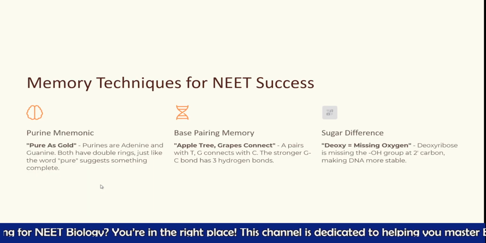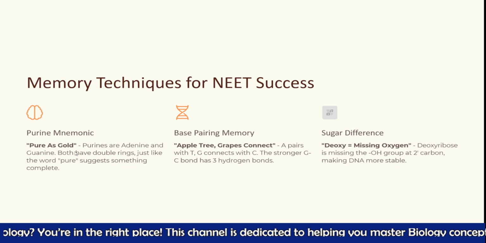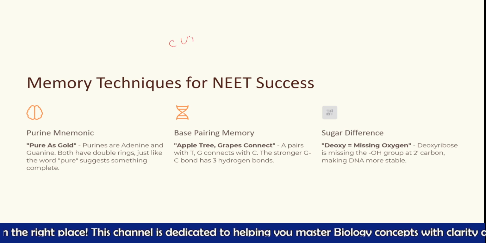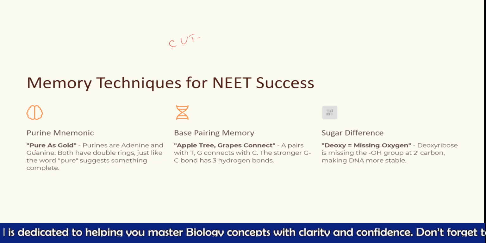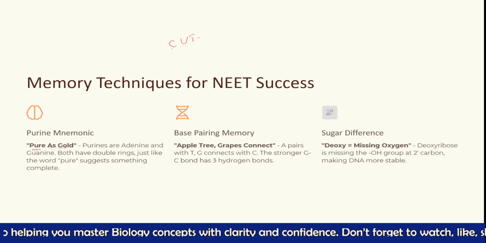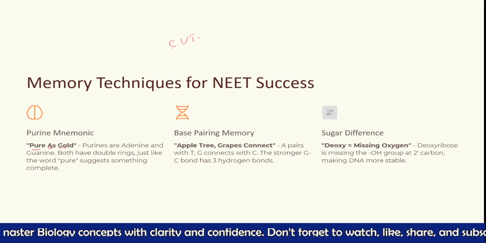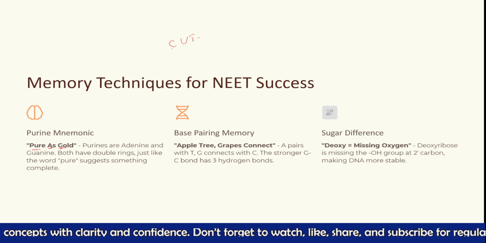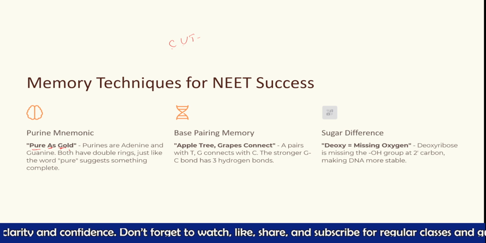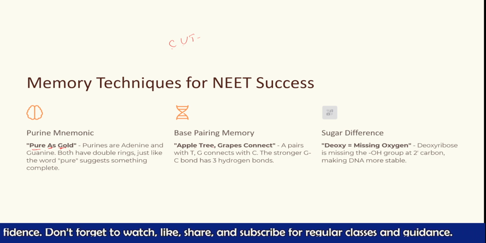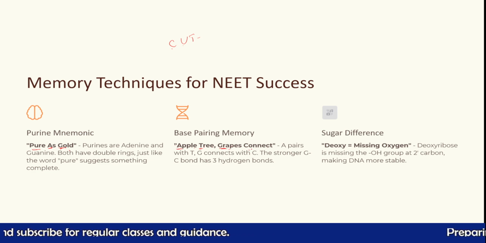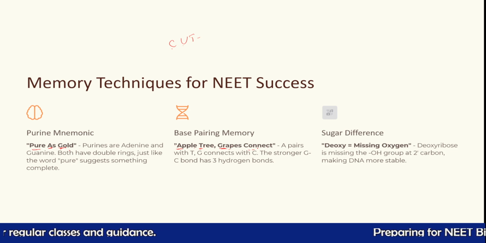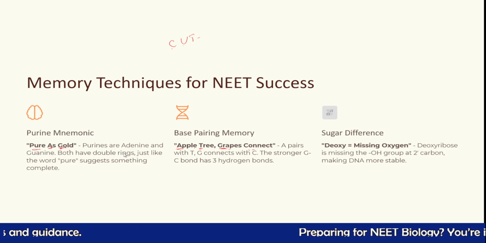Some mnemonics I want to tell you so you can remember easily. I have told you one: CUT is about the pyrimidines, cytosine, uracil and thymine. Like that, for purines we can say pure as gold. Purines, example A for adenine and G for guanine, and in between double ring. Base pairing memory: Apple tree grapes connect. Apple tree: A for adenine, thymine. Grapes connect: G for guanine, cytosine. Sugar difference: remember deoxy, that is missing the oxygen.